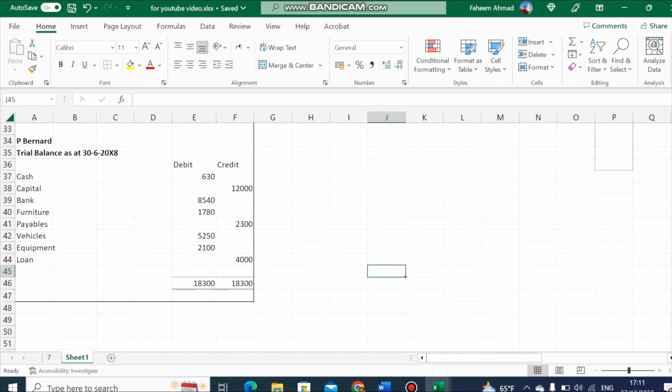I hope you will have very good understanding of how to do the debits and credits, how to pass journal entries, how to post those entries in the T accounts, and how to prepare an initial trial balance. If you have any questions, you can ask me.